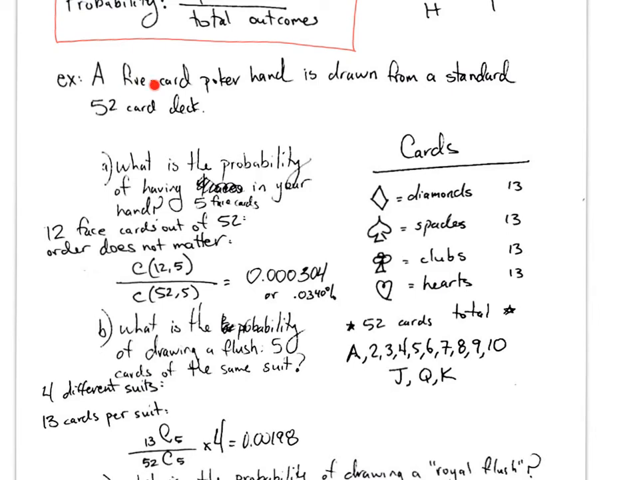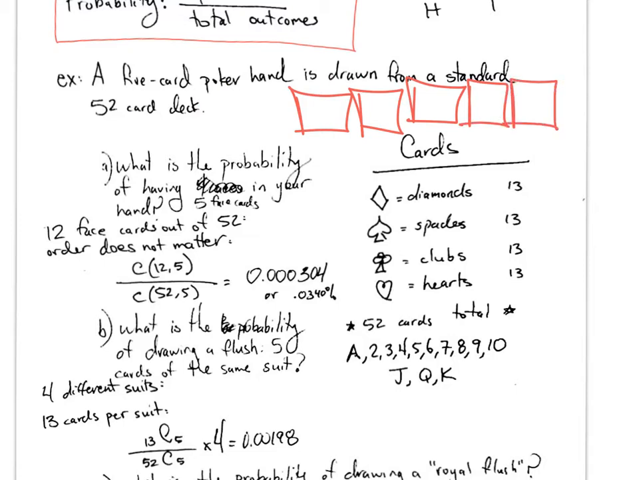So, example, a 5-card poker hand is drawn from a standard 52-card deck. So you're sitting at the table, and the dealer, hopefully not cheating, passes you 5 cards. And the order of these 5 cards doesn't matter, right? If you have a 2, 3, 4, 5, 6, that's the same thing as having a 6, 2, 3, 5, 4, or whatever. It's just what cards you have together as a group.